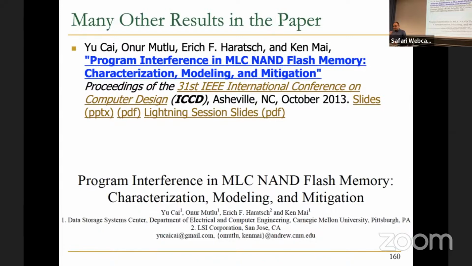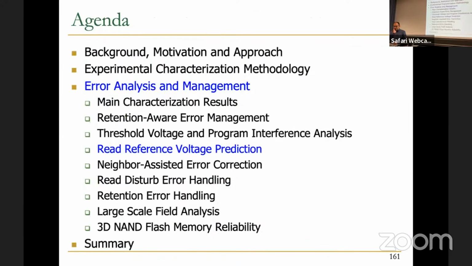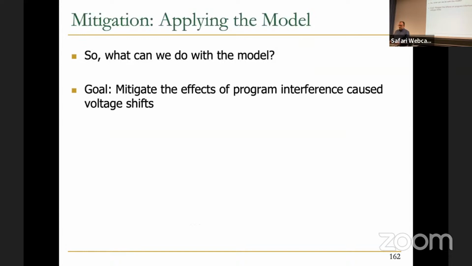This is the ICCD paper that you can check for more detail. But now we want to see how we can use that for read reference voltage prediction. Once you predict and model threshold voltage, you can use it to set your read reference voltage better. So the question is, what can we do with this model? Our goal is to mitigate the effects of program interference caused by voltage shift.